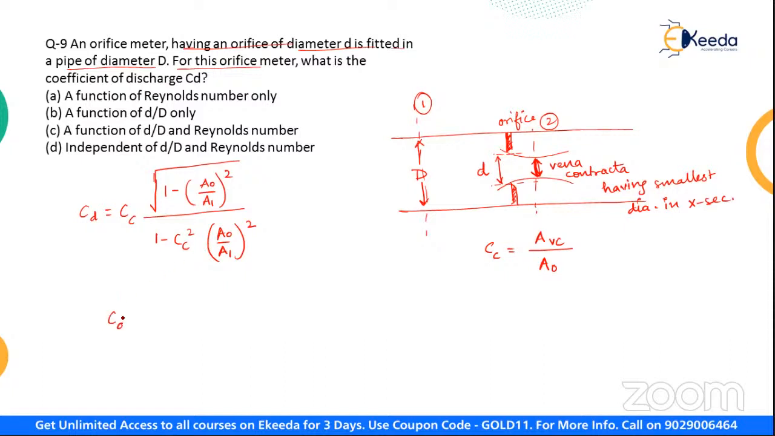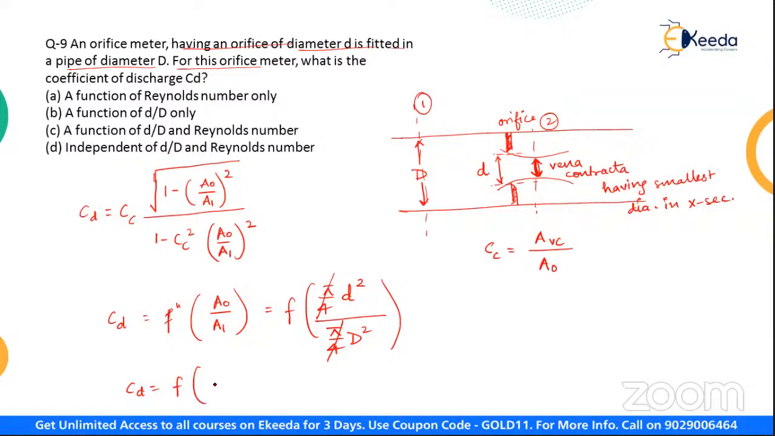So from here we are getting that this CD is a function of the A naught by A1 area ratio, because that is the only parameter which is varying. Now this A naught will be equal to pi by 4 d square, the area of the orifice with small d, while the area at section 1,1 will have a diameter capital D. That means this CD is a function of small d by capital D.